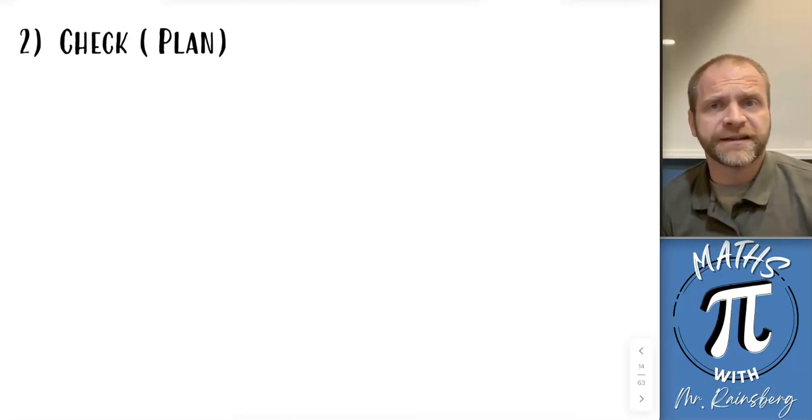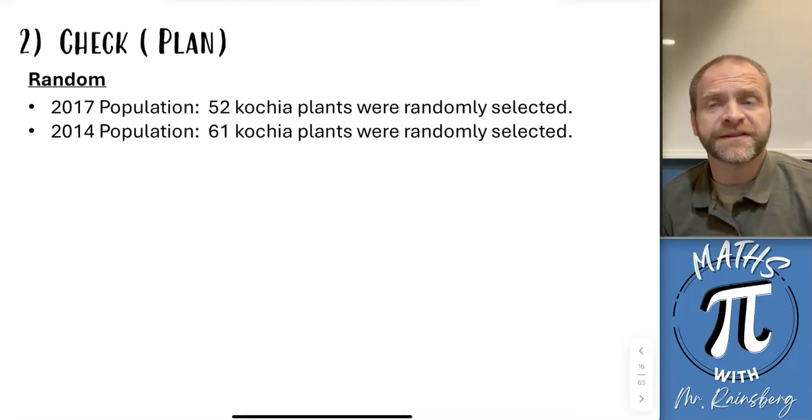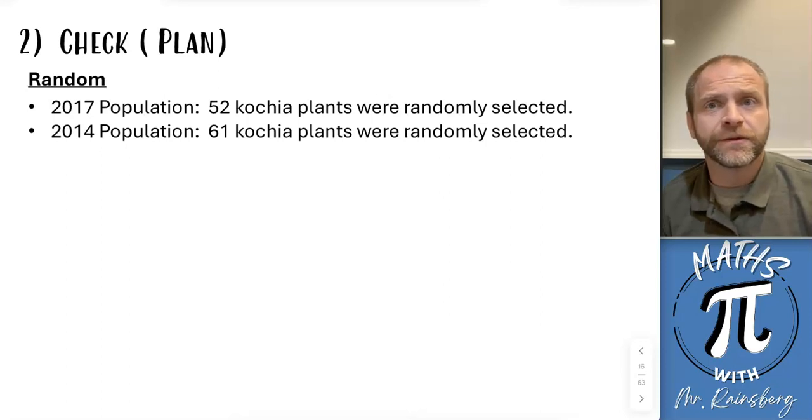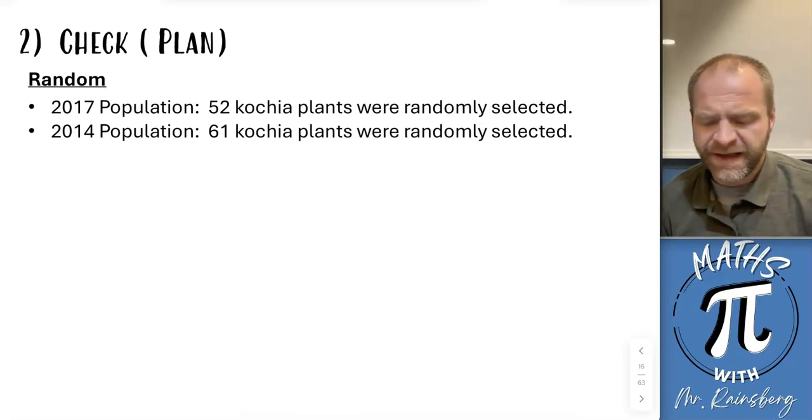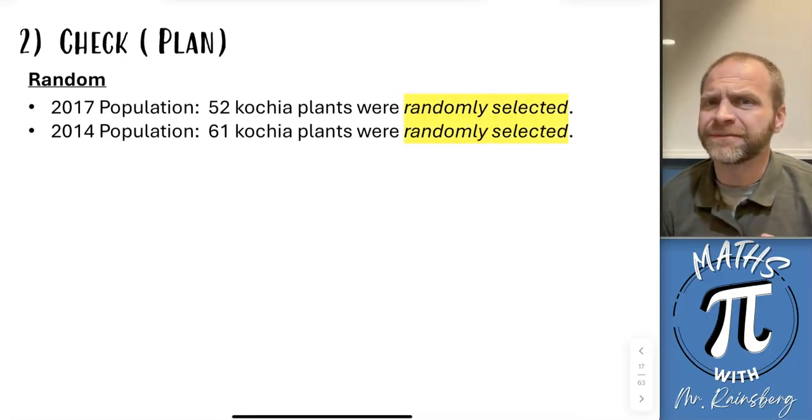We're going to check all of our conditions. First off, we were told that it was random. We were told both of them are randomly selected. I have a sample size of 52 from 2017, and I have a sample size of 61 from 2014, both randomly selected.